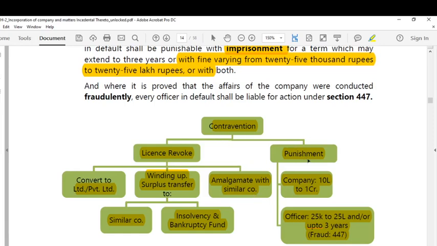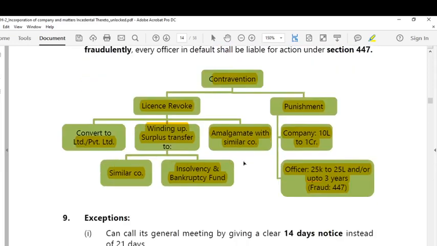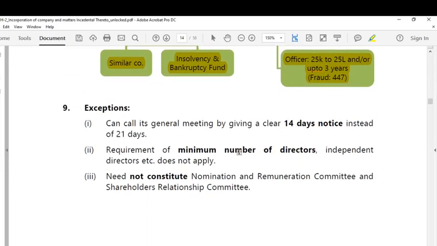And the contravention punishment is also very nicely prescribed. If it is a company, the punishment is from 10 lakh rupees to 1 crore rupees, and on officers, could it be employees or the directors, the fine is between 25,000 to 25 lakhs and the imprisonment is up to 3 years. And if the officers are very fortunate and lucky people, they may get both the fine and imprisonment up to a period of 3 years also under Section 447 of the Companies Act 2013. So this is about the Section 8 companies.